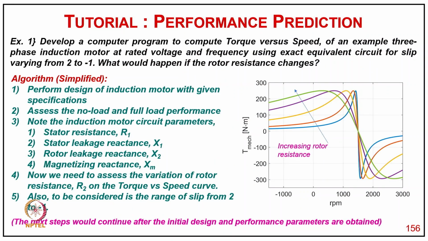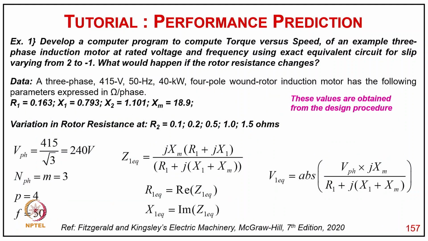Now coming to example 1: develop a computer program to compute the torque-speed characteristic of a 3-phase induction motor at rated voltage and frequency using equivalent circuit data, with slip varying from 2 to 1. What happens if the rotor resistance changes? You can perform the design of the induction motor with the given specification, assess the no load and full load performance, noting the equivalent circuit parameters: stator resistance, stator leakage reactance, rotor leakage reactance, and magnetizing reactance. Now we need to assess the variation of rotor resistance R2 on the torque. So you can see how the results are shown in these characteristics.